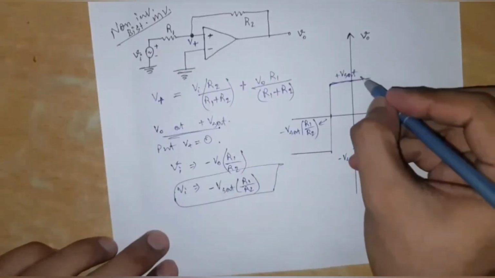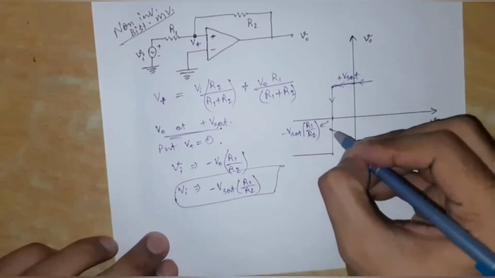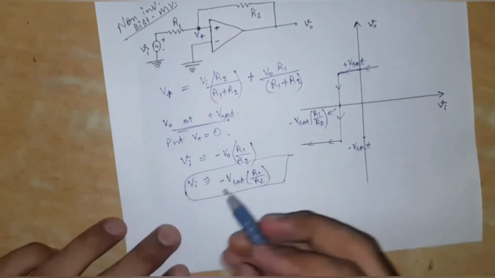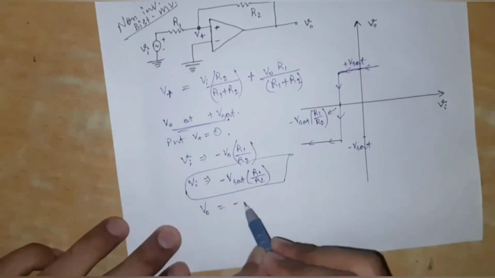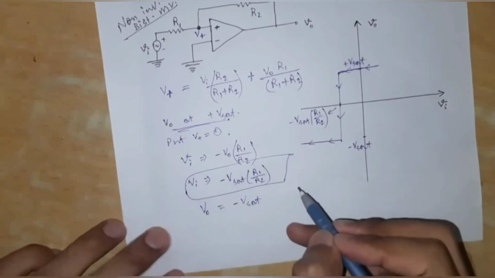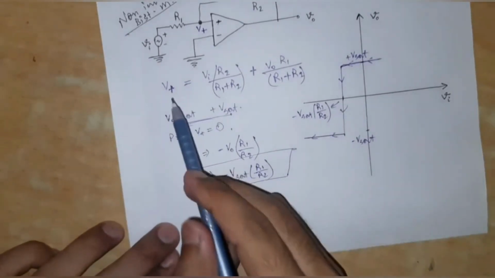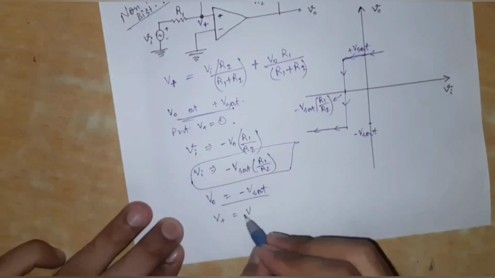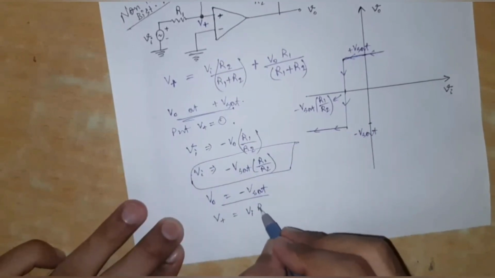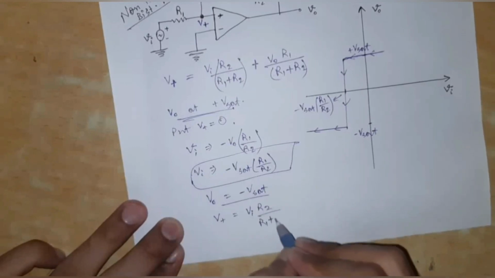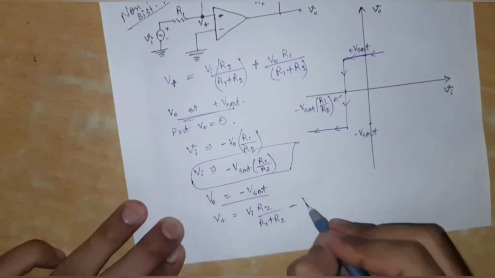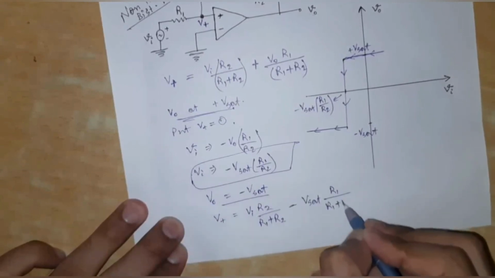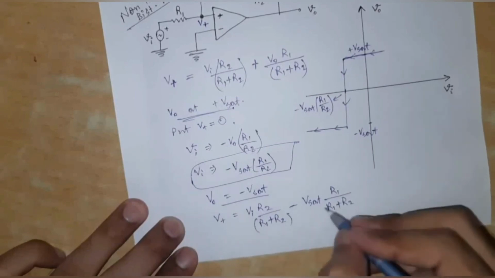So we progressed by decreasing V input, and in this way now the output is minus Vsat. Therefore, this V plus will be given by V plus is equal to Vi R2 by R1 plus R2 minus Vsat R1 by R1 plus R2. Hope you got this point.